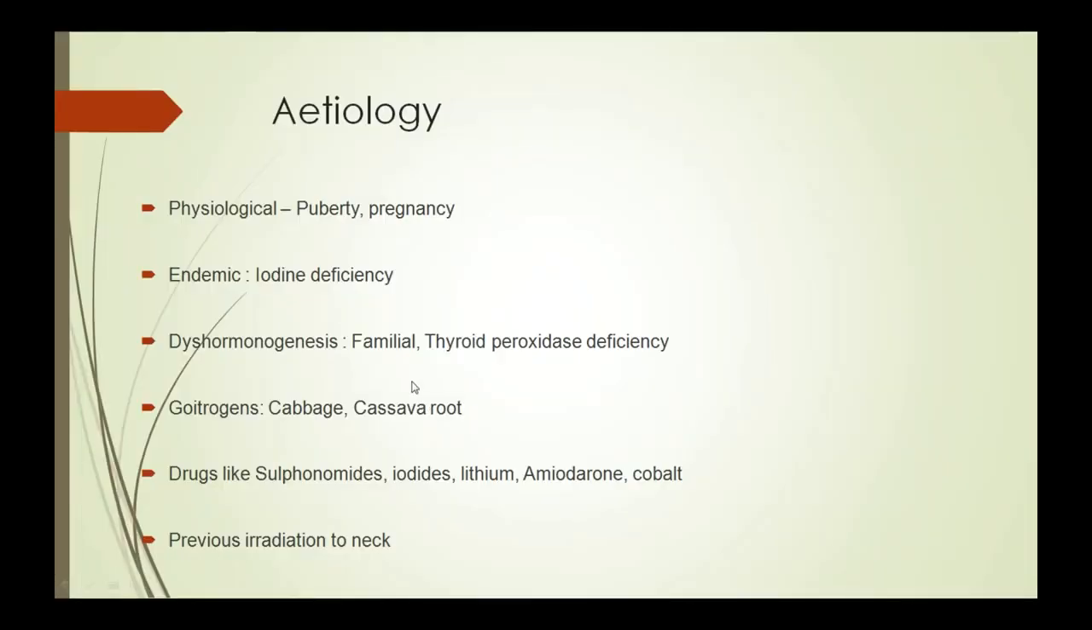Now, coming to the etiology of goiter, it could be physiological. There could be a minor increase in the size of thyroid gland during puberty or pregnancy. Endemic, due to iodine deficiency. Dyshormonogenesis, which could be familial or due to thyroid peroxidase deficiency. Goitrogens, such as cabbage or cassava root. Drugs like sulfonamides, iodides, lithium, amiodarone, cobalt, and also previous radiation to neck. These are the common etiological factors. There are other factors as well, but these are common.